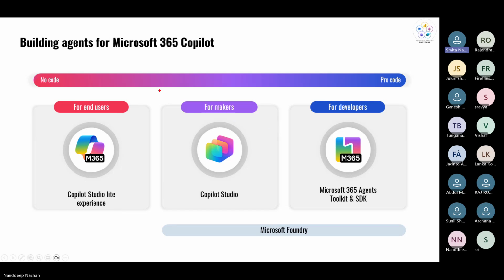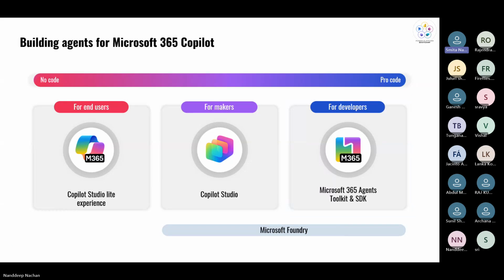So in the middle is Copilot Studio, designed for makers and power users. This is where you can define the topics, actions, workflows and integrations using low code tools, while still having the flexibility to customize the behavior and connect to business systems. On the right is the Pro Code path for developers. The Microsoft 365 Agent Toolkit and the SDK give full control over the agent design, orchestration, integrations, as well as the logic. So this is ideal for complex, enterprise grade scenarios.